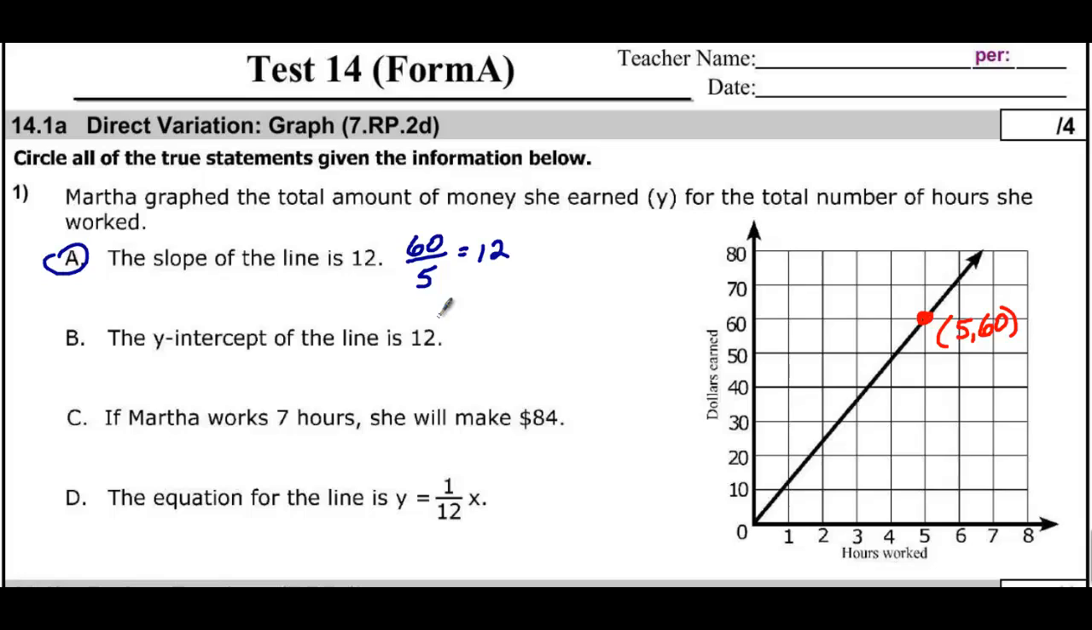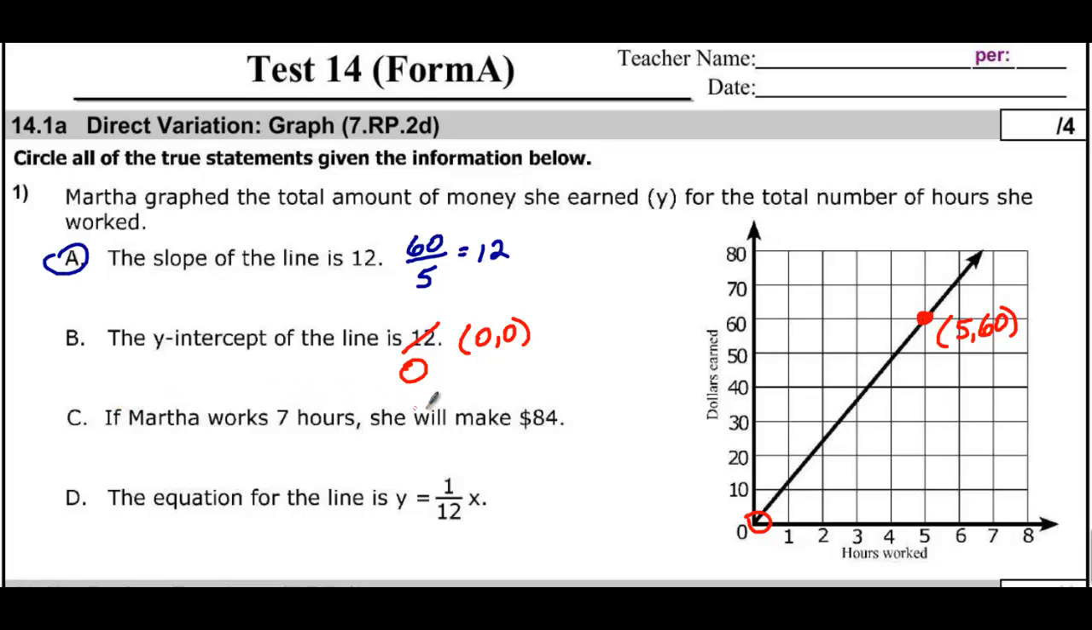B, the y-intercept of the line is 12. Well, we know that's not true. If we go down to this spot, right where the line hits the y-axis, we can see that the slope, while it is 12, the y-intercept is 0. 0 is where it hits, or 0 is what we would call the y-intercept, so that one's false.